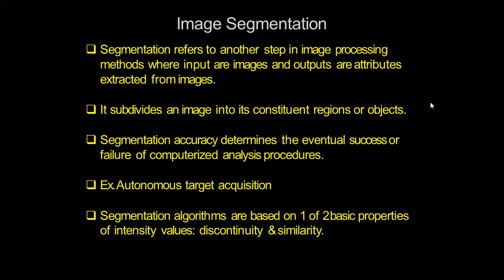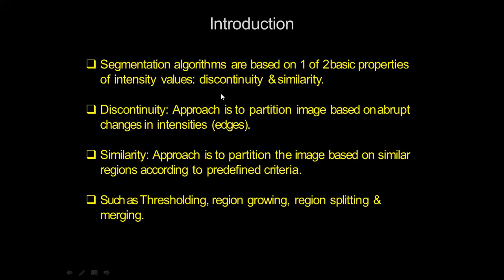Segmentation algorithms are based on one of two basic properties of intensity values, that is discontinuity and similarity. So let's see what exactly we mean by discontinuity. In discontinuity, the approach is to partition an image based on abrupt changes in edges. In similarity, the approach is to partition the image into similar regions according to predefined criteria, such as thresholding, region growing, region splitting and merging. These are all examples of segmentation.